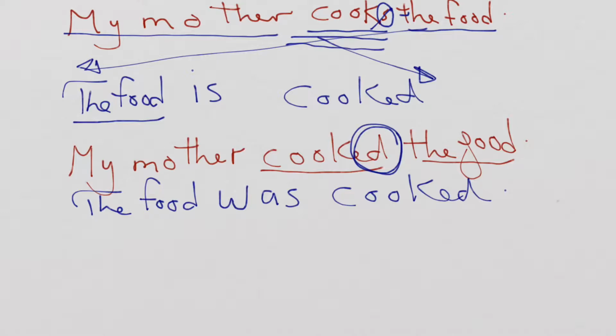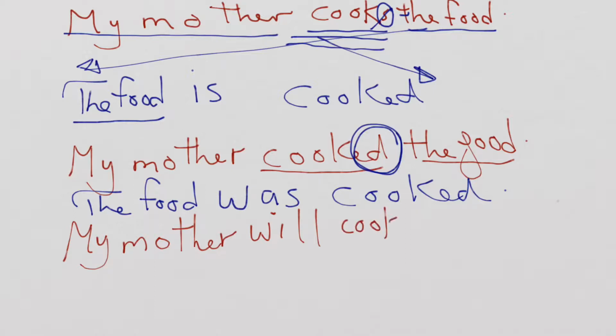If it is, for example, my mother will cook the food. Remember, I told you if the sentence includes one of the modal verbs, you have to use be.